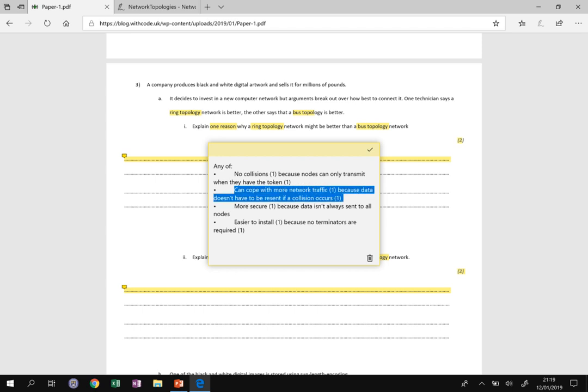Alternatively, you could have written this. A ring topology can cope with more network traffic, 1 mark, because data doesn't have to be resent if there's a collision, because there's no collisions, you can't collide, data can't collide in a ring topology.